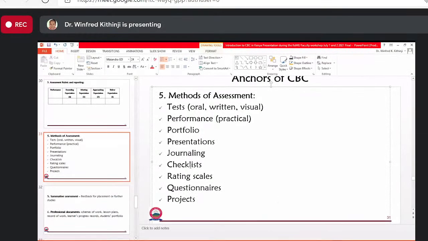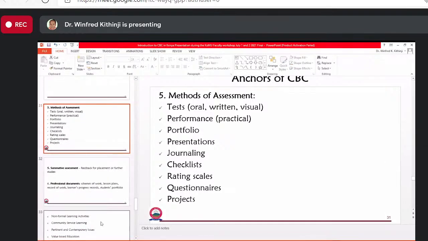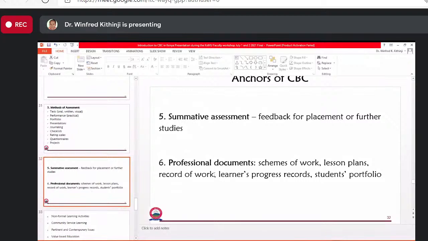There can also be a checklist depending on what is being tested or examined or assessed. Can be a project, can be a questionnaire, all that. All those tied together. Now, I want to also mention number 6 here, summative assessment. I have said it's for placement or further studies.